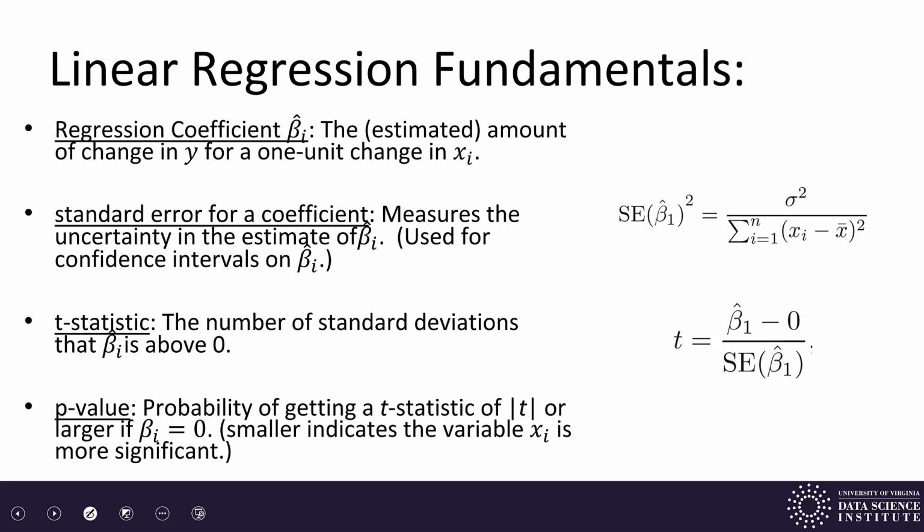The t-statistic and the p-value give us some measurement for the significance of a variable or for a coefficient for a variable. Significance meaning how sure are we that that coefficient isn't zero, or that the input variable is not actually playing a role in our linear regression. P-value is just another way to measure the t-statistic. It's the probability of getting a t-statistic of whatever we achieved in absolute value or larger if beta I were equal to 0. So a small p-value indicates that the variable is more significant or is playing a larger, more important role in our linear regression.